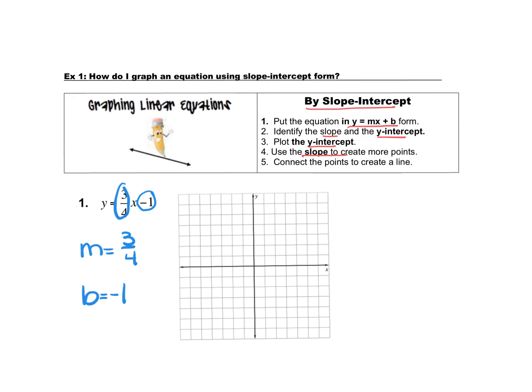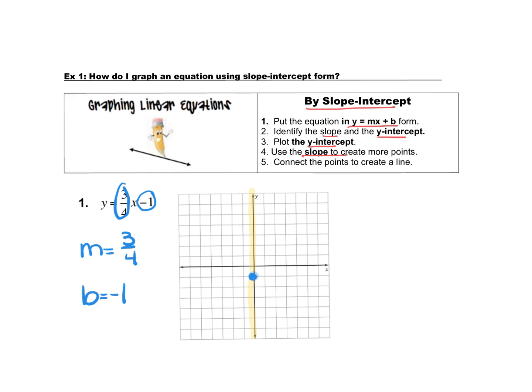And so what we're going to do is we are going to first plot the y-intercept. And remember, the y-intercept is this line that goes straight up and down. You're going to start by plotting the -1. We're going to make our first point at that -1. So we have -1 right here on our graph.